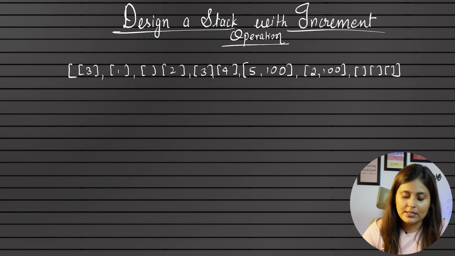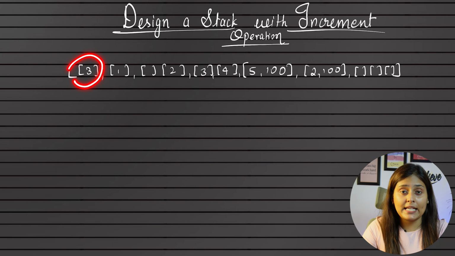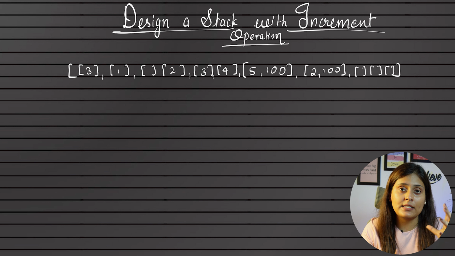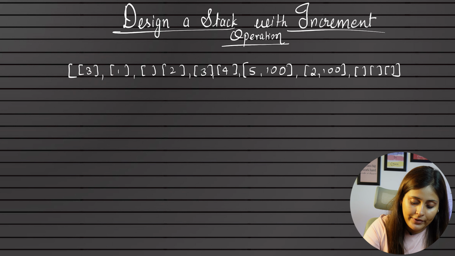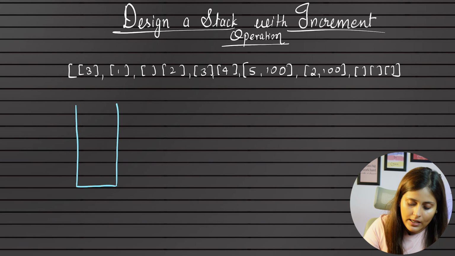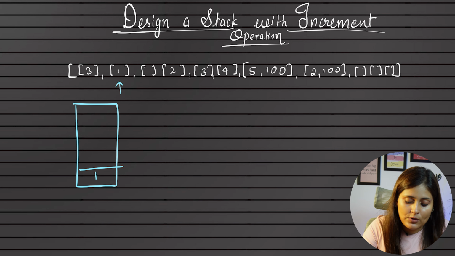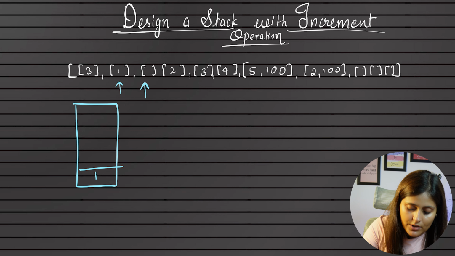Okay, so suppose this is what we have to design. The very first information says that we have to take the stack of size 3, not more than that. So we will make a stack of size 3. Now we have to push 1. Second is push 1, so we'll push 1 here. Okay, now suppose pop comes. I think after this we have to insert 2. Okay, now push 2. Done.